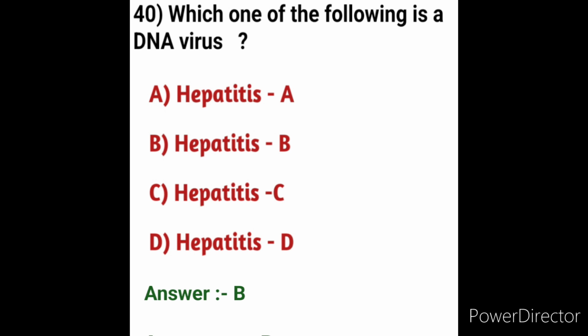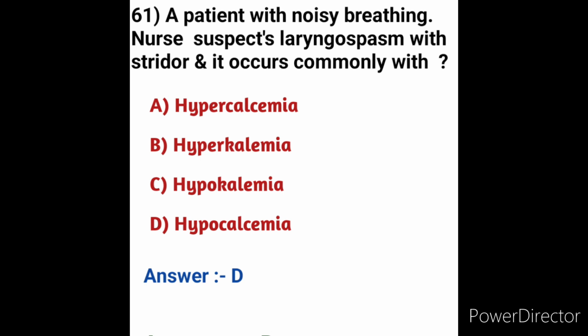Next we will move on to question number 61, today's topic from part 3. Question 61: a patient with noisy breathing, the nurse suspects laryngospasm with stridor. It occurs commonly with which of the options?